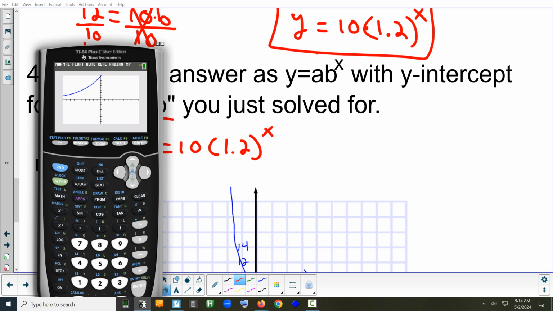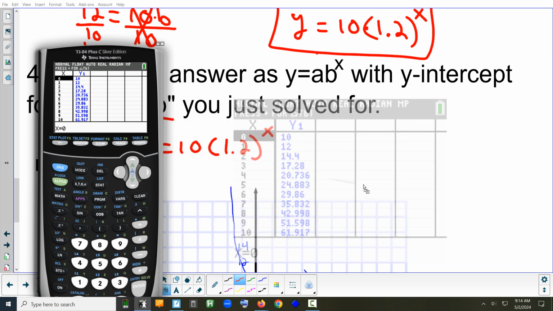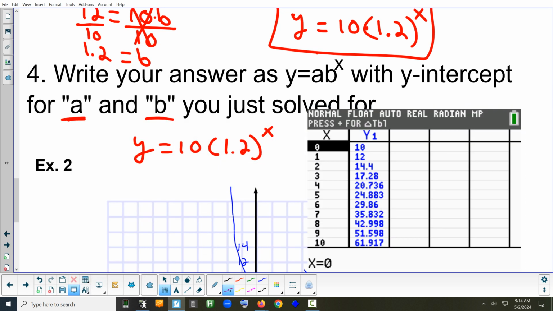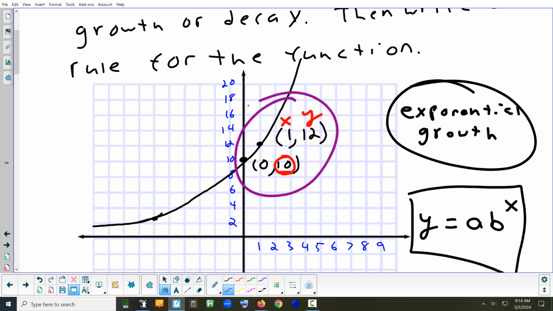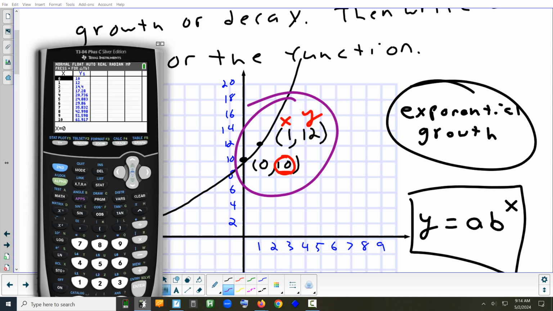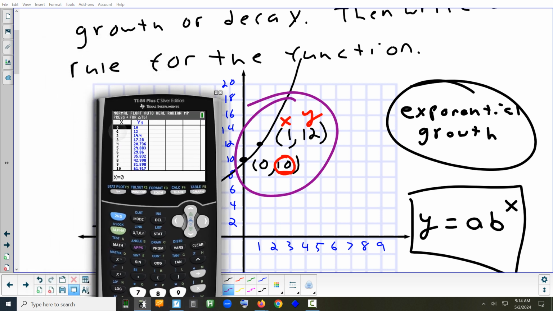Okay. And if I look at my table on the calculator, I don't want to look at the whole table, but just look at the first 2. What do you notice about those 2 things I circled and what they gave you right here? They're the same. When x is 0, y is 10. When x is 1, y is 12. Yep. So because they came out exactly the same from what they gave me, I know we did it correctly. All right. Any question on that?